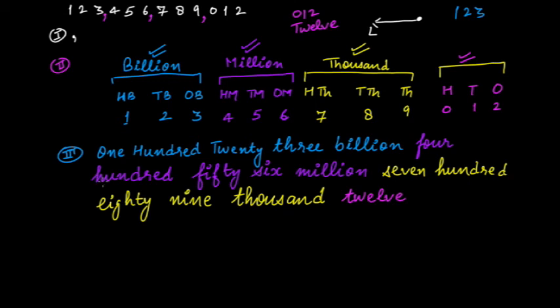So the name of this number, or the way you will read the number, would be 123 billion 456 million 789,000, and this number is 12. This is 12. So this was an example to show how you read a number in the international numeration system.